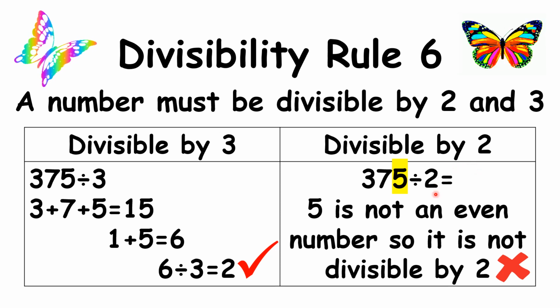For 2, is 375 divisible by 2? Look at the last digit. It is 5. 5 is not an even number, so it is not divisible by 2. Therefore, 375 is not divisible by 6.